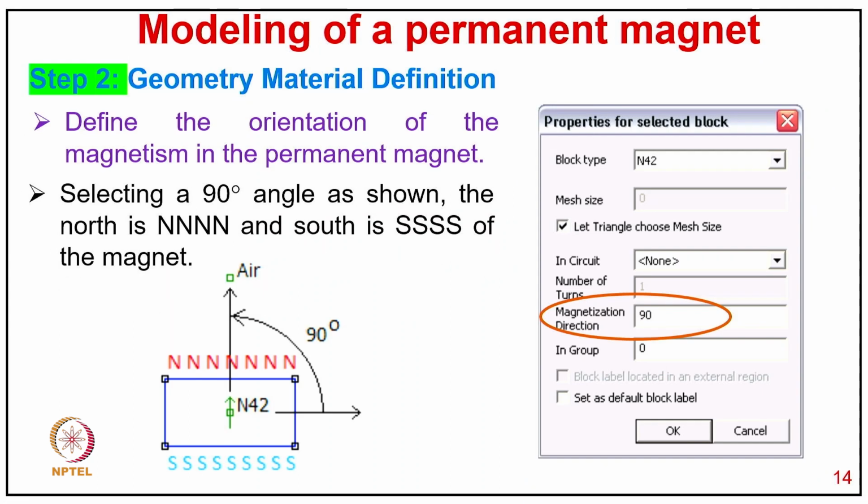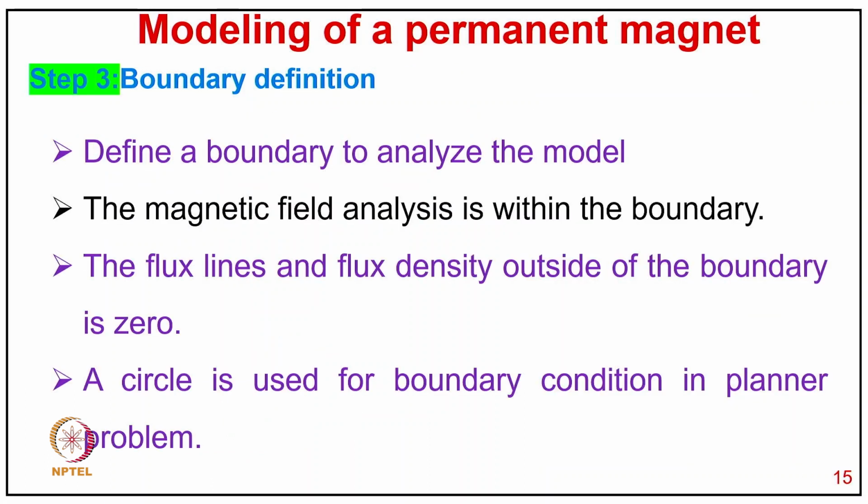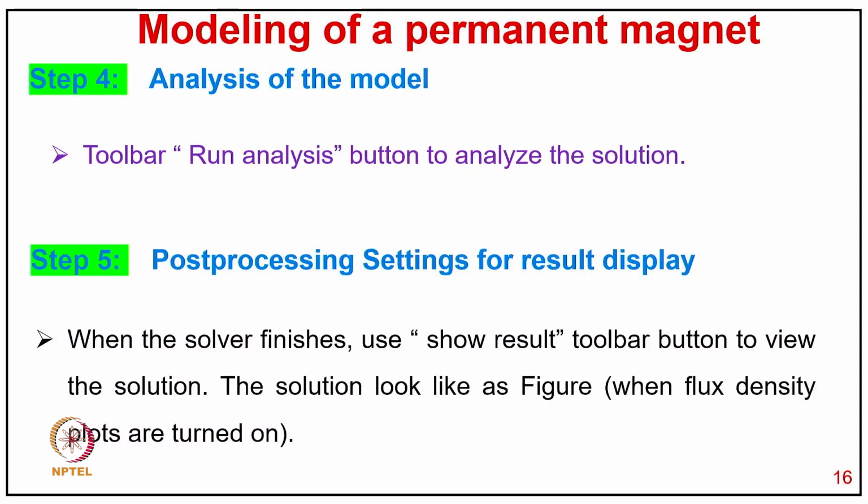Go ahead. Now, coming to geometry material, define the orientation of the magnetism in the power magnet, selecting a 90 degree angle as shown, where north is N and south is S of the magnet, as you can see, typically 90 here and in the figure. Now, step 3 is the boundary definition. Define a boundary to analyze the model; the magnetic field is analyzed within the boundary, and the flux lines and flux density outside the boundary are 0. A circle is used for the boundary condition in a planar problem.